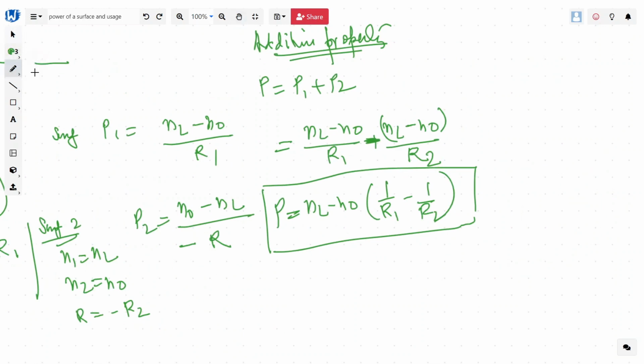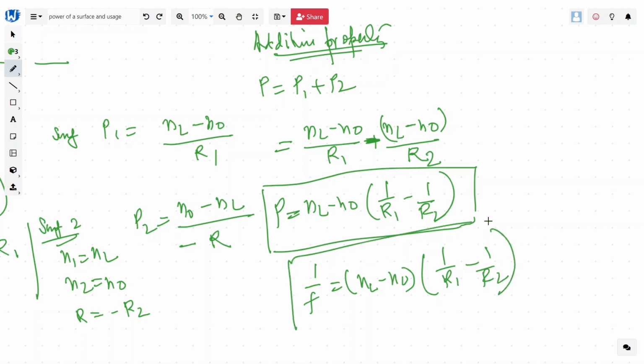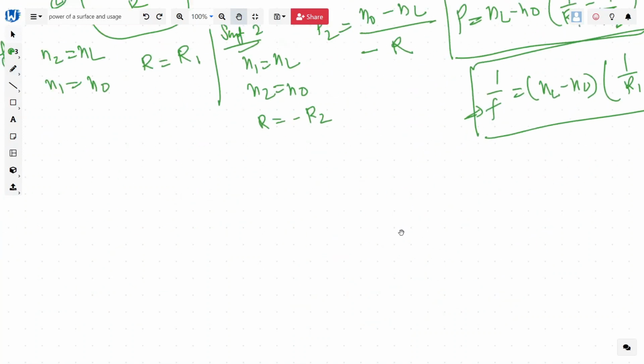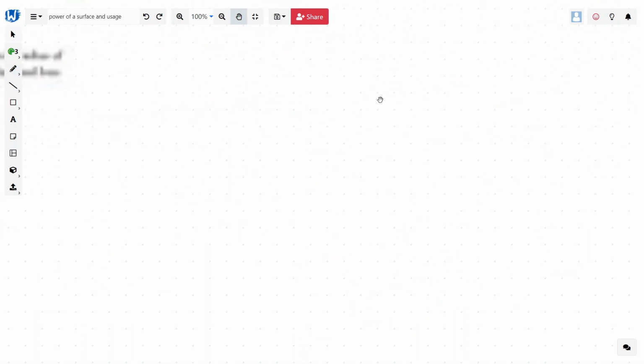So the lens maker equation, we say the focal length 1 by F is equal to NL minus N0, right? So this is the lens maker formula, and this is exactly what we arrived at using the power equation, right? So power has this additive property, right? So let's take a few examples to clear this up.